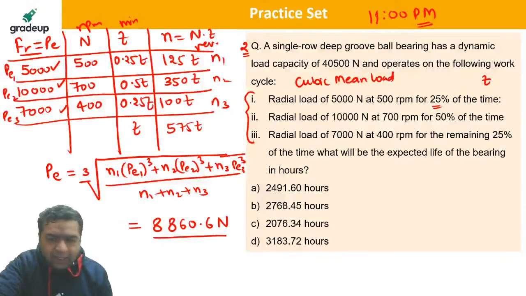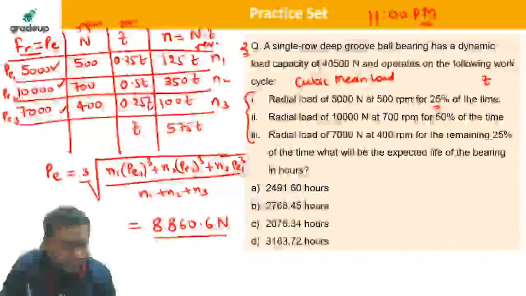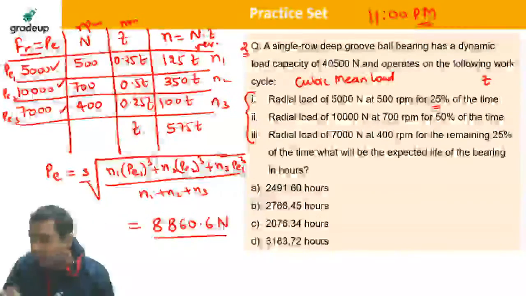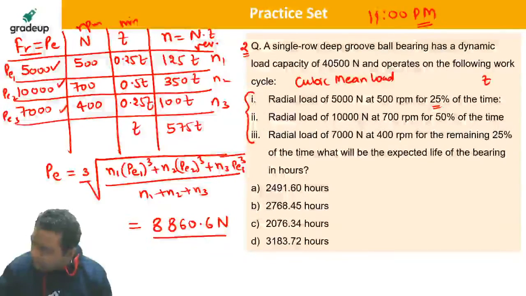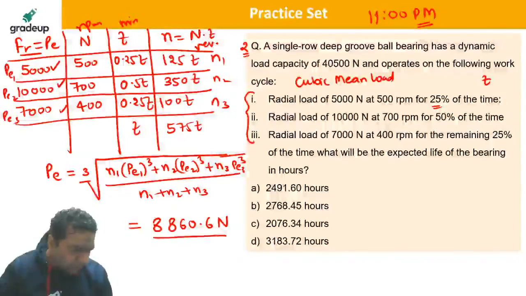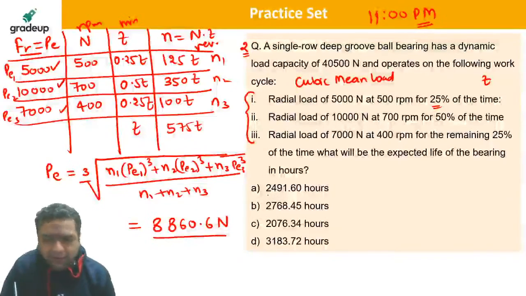Akhilesh, I feel some calculation mistakes you are doing. I have done the calculation by myself only, so I feel you have made some calculation mistake. It will be 8860. Okay. So just you need to check it. Some calculation mistake may be there.